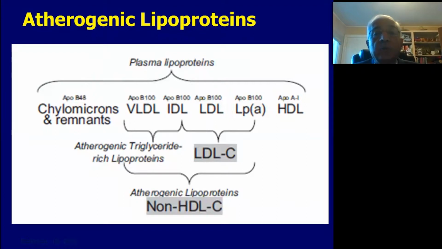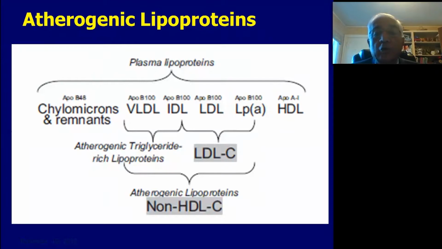We also should remember that VLDL and IDL are also atherogenic, even though they mainly contain triglyceride and not so much cholesterol. So one way to measure all the atherogenic particles is to look at all the particles that have ApoB100, as shown here, and we can calculate them as non-HDL cholesterol. So what is non-HDL cholesterol? I'll come back to that later.